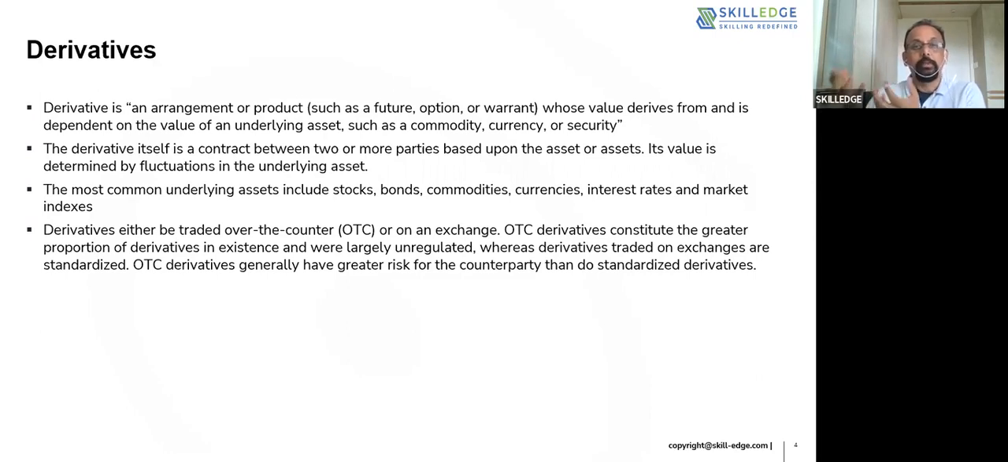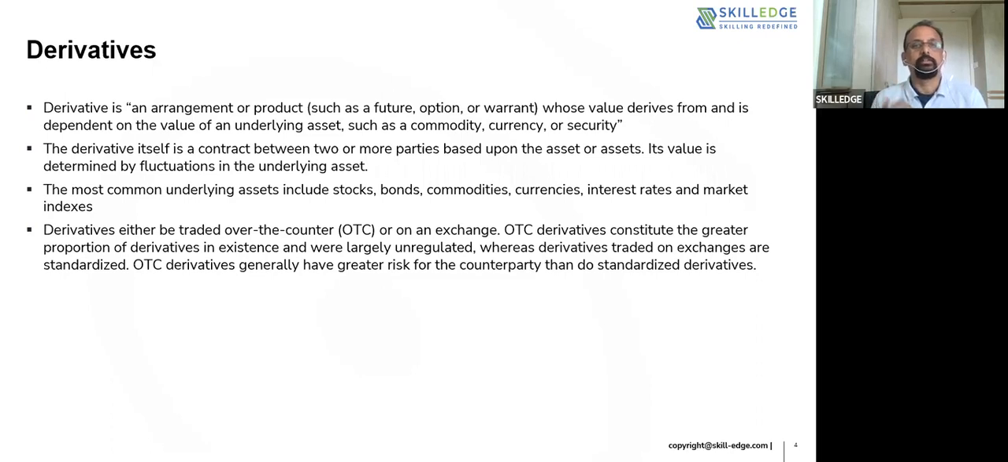The underlying asset based on which the value of the derivative product is arrived at could be a commodity like gold, silver, oil, vegetables, meat, anything like that, or a currency, maybe INR, USD, JPY, or any kind of security like a bond, equity, or any structured product also. So derivatives are designed on some underlying product, and depending on the changes in the value of that product or its features, the value of the derivative product itself changes in the marketplace.